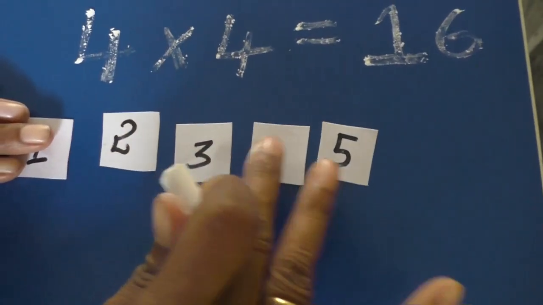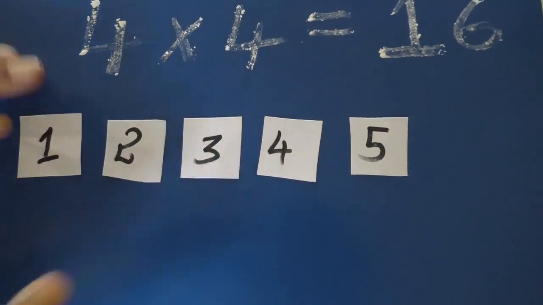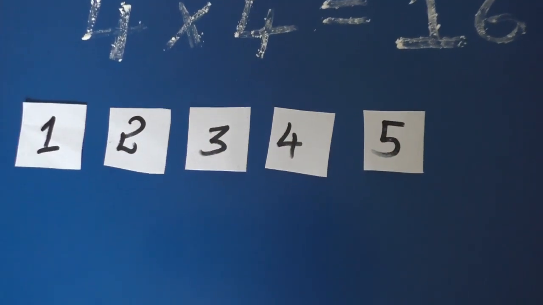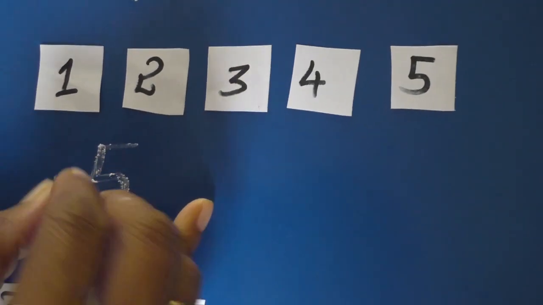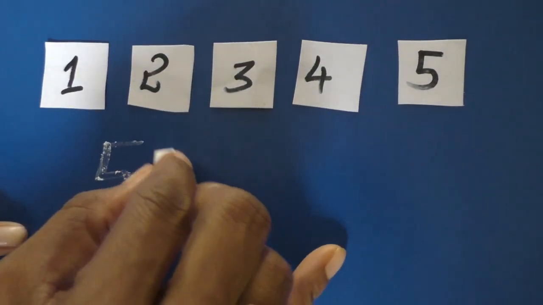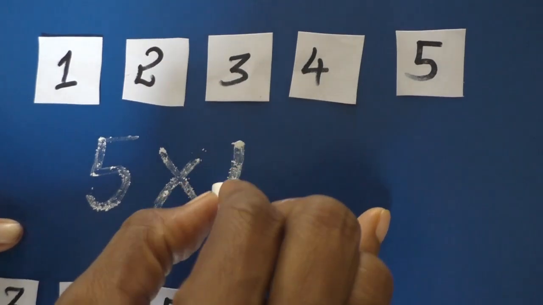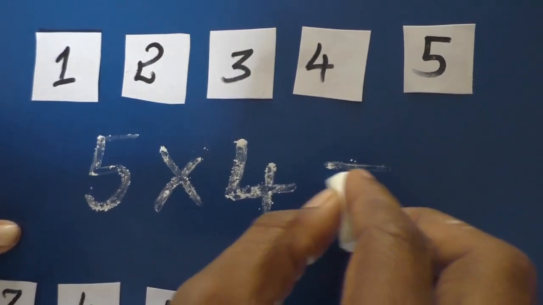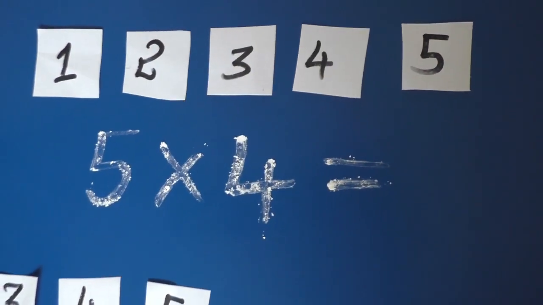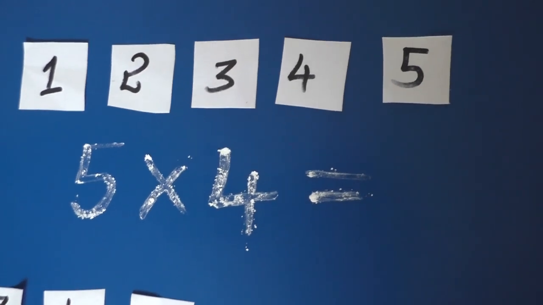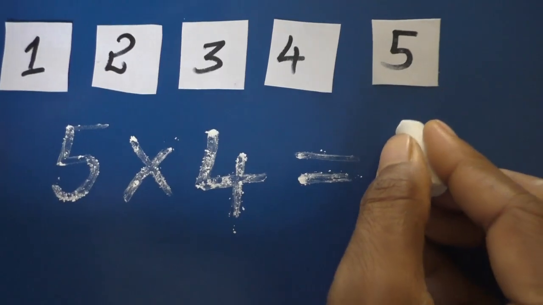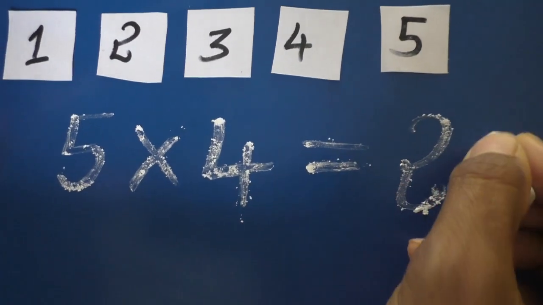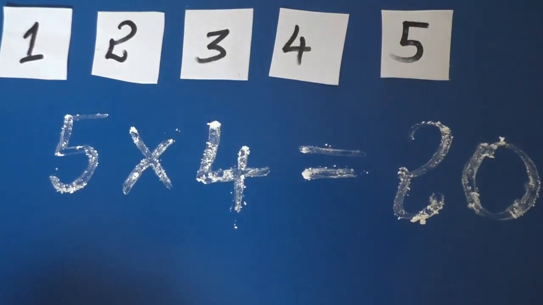Now we have 5 squares. So we'll write group of 5 into 4 sides for each square. So how much would it be? 20. So 5 into 4 is 20.